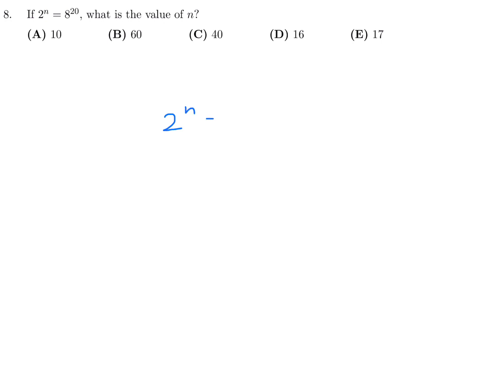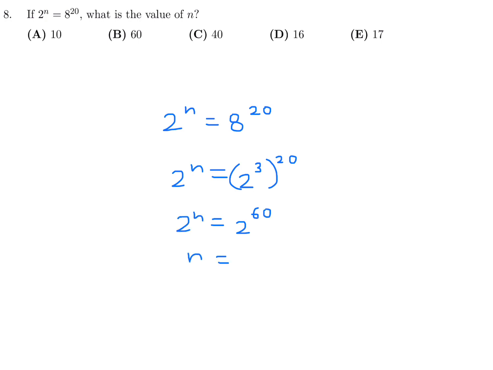2 to the power of n is equal to 8 to the power of 20. What is the value of n? 8 is 2 to the power of 3, all to the power of 20. So then now we have 2 to the power of 60 when you multiply those exponents, equal to 2 to the power of n. The bases are the same, so the exponents must be the same. n is equal to 60. Number 8, the answer is B.